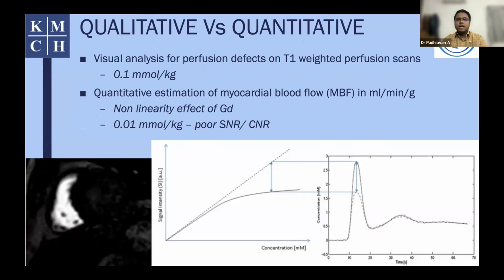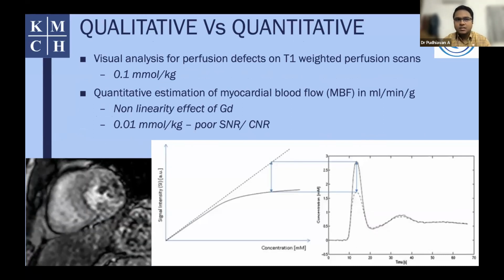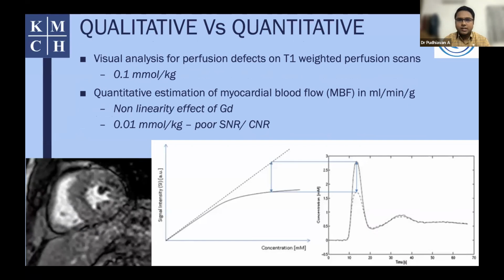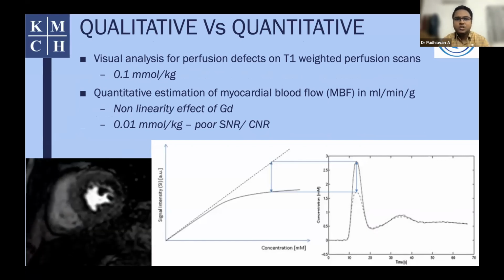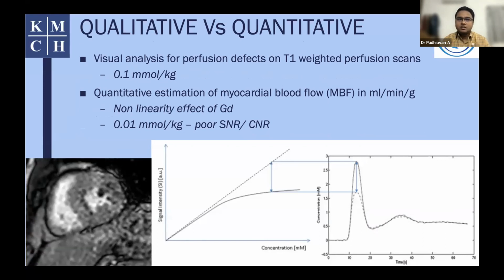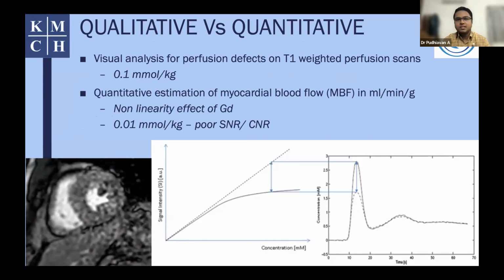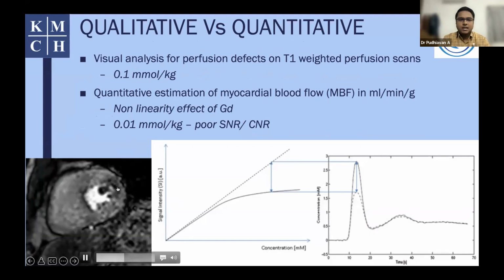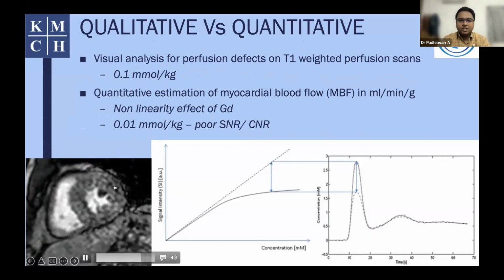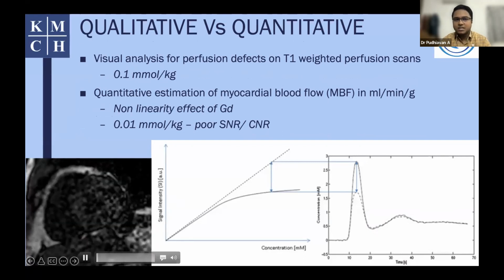So coming to the assessment of perfusion images, the assessment can be either qualitative or quantitative. Qualitative is nothing but the visual analysis of perfusion, visual analysis for perfusion defects in the T1 weighted images. In this image, you can see that we visually determine that there is a perfusion defect in the lateral segments in the mid cavity.